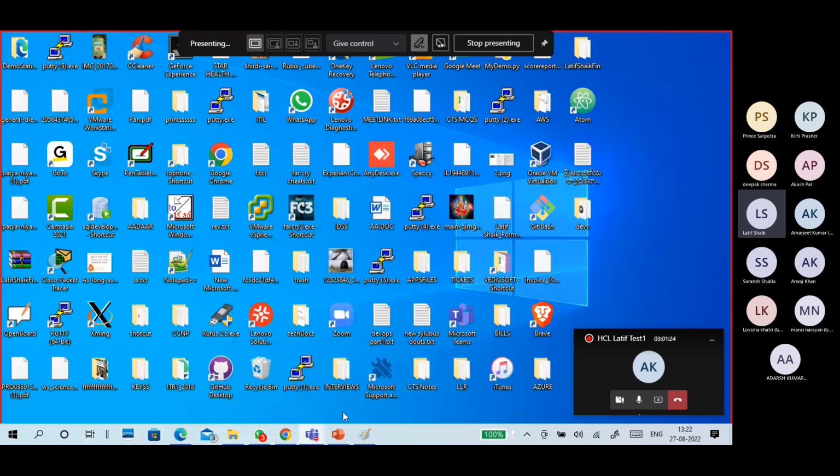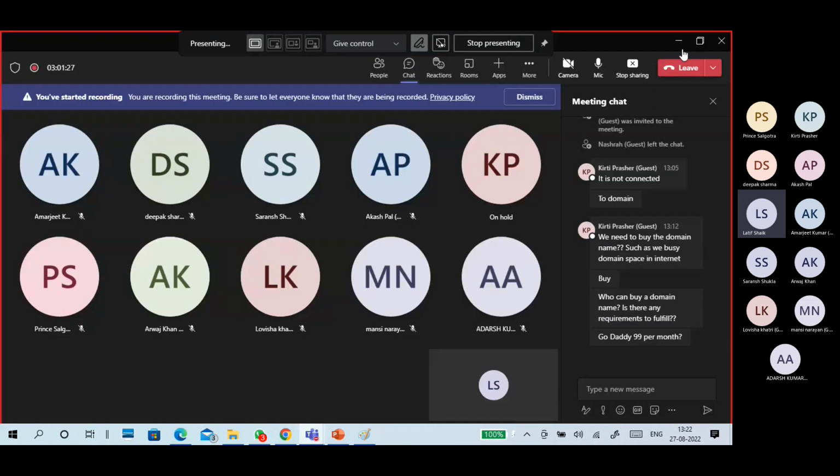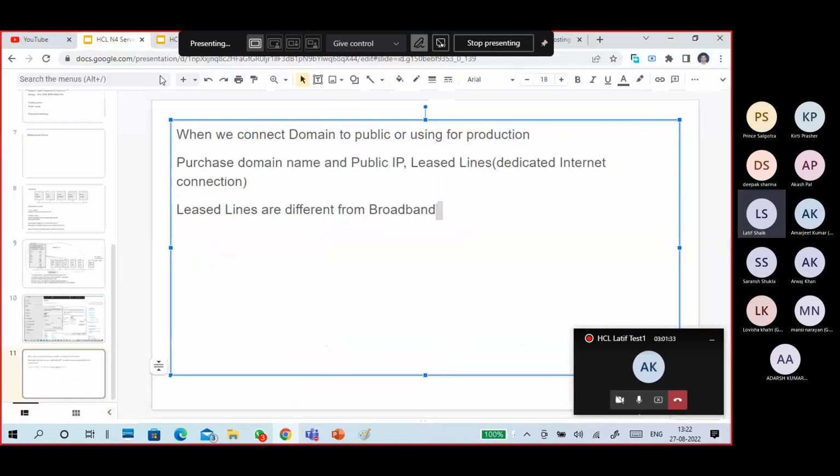I'm not trying to confuse you. If you got confused, no problem. But a domain name should be purchased. If you are buying a domain name, what are the things you require? Like you are having an organization, and you want to implement a domain environment. So what do I have to do?